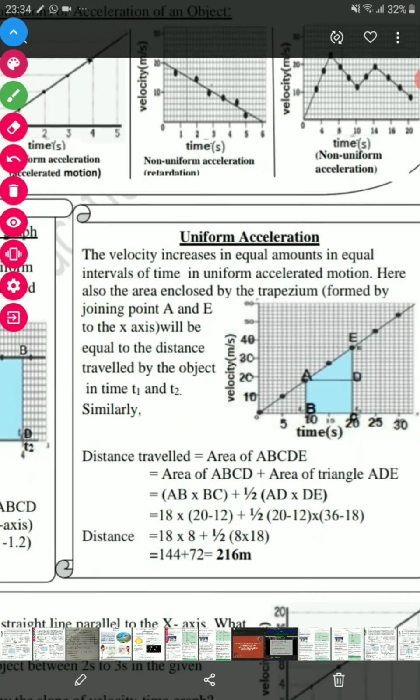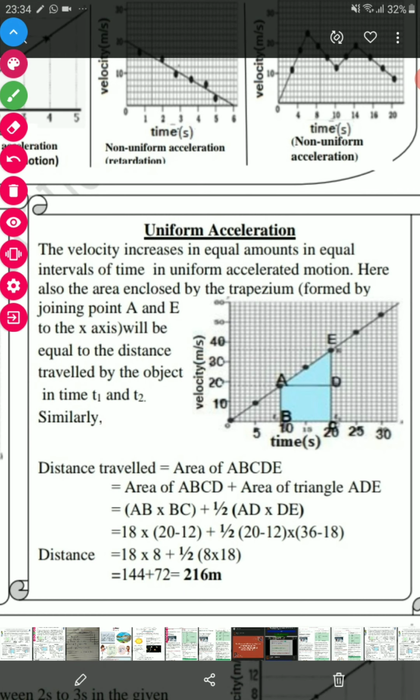Next, see this graph of uniform acceleration. Then we have the velocity increases in equal amounts in equal intervals of time in uniform accelerated motion. Here also the area enclosed by the trapezium. This figure is known as trapezium.